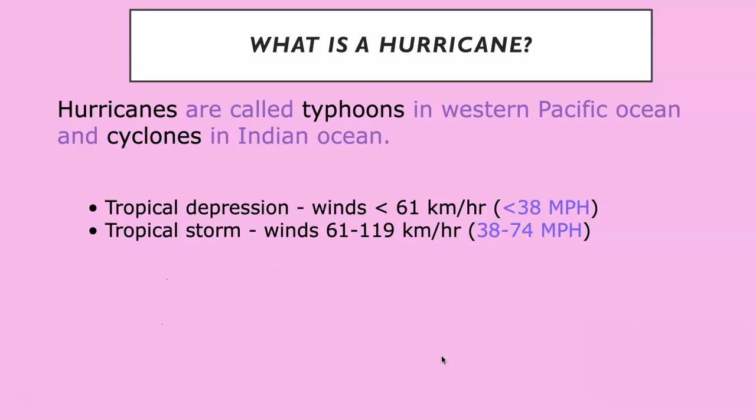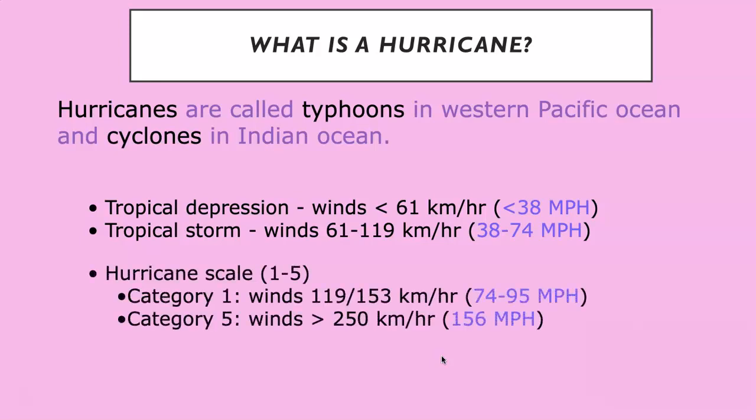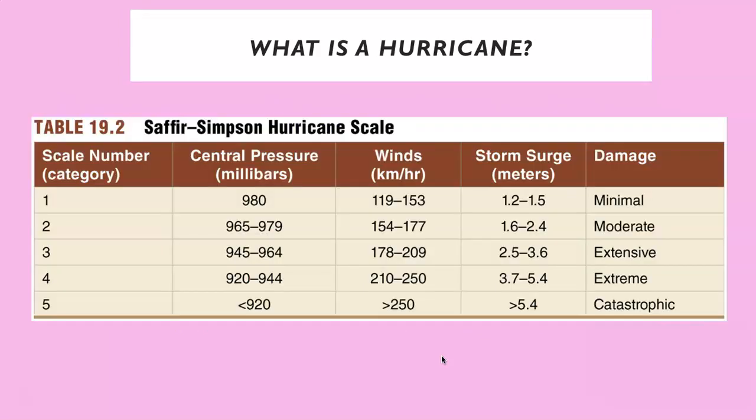After that, once it goes past 74 miles an hour, it becomes a hurricane, and it has a category 1 to 5 depending on its speed. Here's the scale, the Saffir-Simpson hurricane scale, with the category and the pressure in the middle, which you'll notice is lower and lower and lower depending on the category. The wind speeds increase. The storm surge increases. The storm surge is something I'm going to talk about in a minute, but this is how much water is pushed on shore when the hurricane arrives. And then the damage, of course, increases the greater the number of the category.